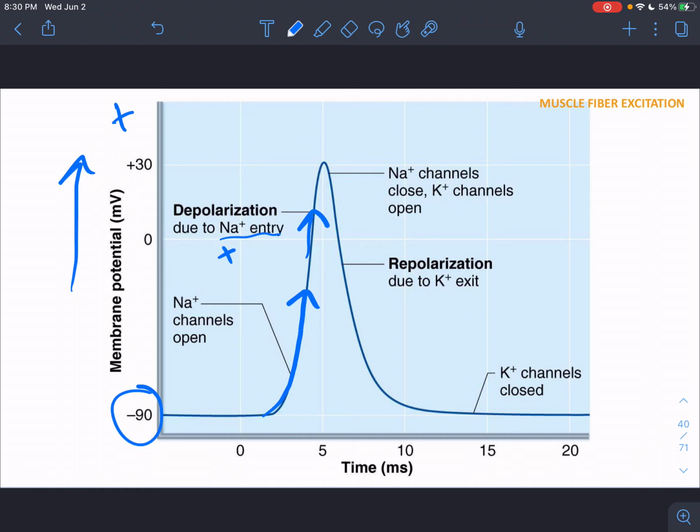Okay, we'll also see that we have something called repolarization. So in repolarization, we have potassium leaving. If you're losing positive charge, you're going to become more negative. So you're going to repolarize that cell and get it back to rest. Okay, so we'll talk about these steps in detail, but I just wanted to start by showing depolarization, you're bringing in more positive. Repolarization, you're making it more negative again.